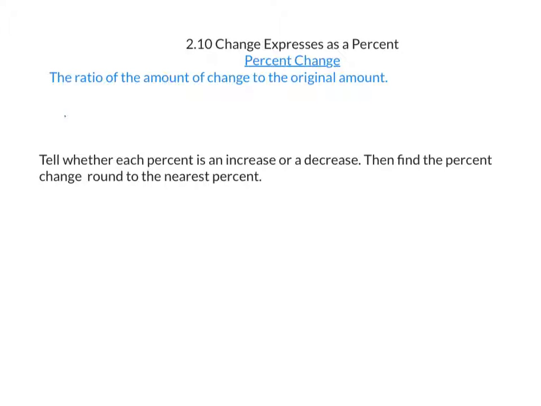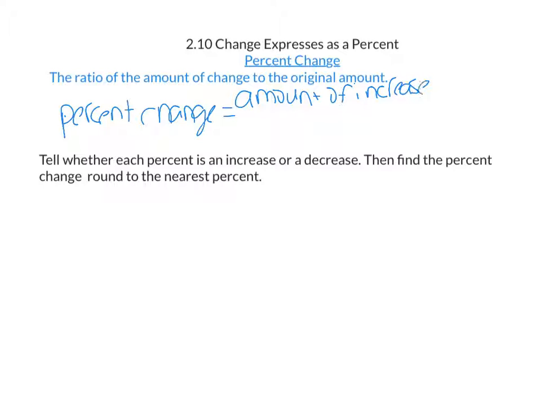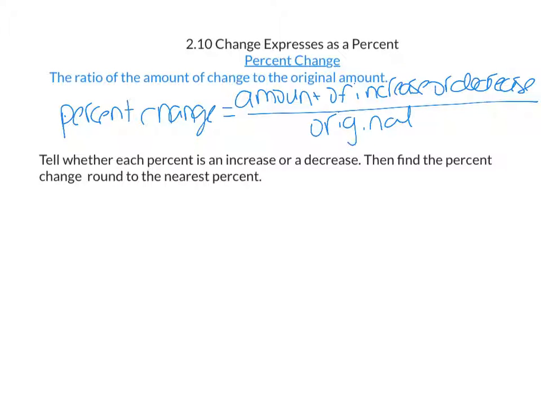Okay, so we've got this equation that says percent change equals, and the amount of change is going to go in the numerator. So the amount of either increase or decrease. Sometimes it'll go up, sometimes it'll go down. In the denominator, and this is really, really important, it's the ratio of the amount of change to the original amount. So this is going to be the big idea here today, is that you have to have the original in the denominator.